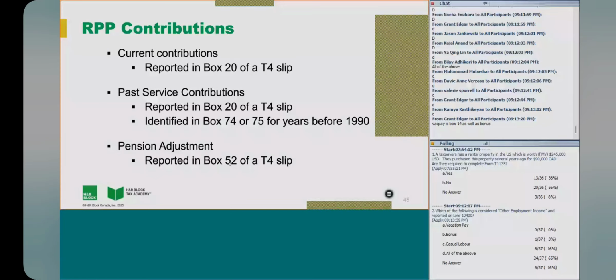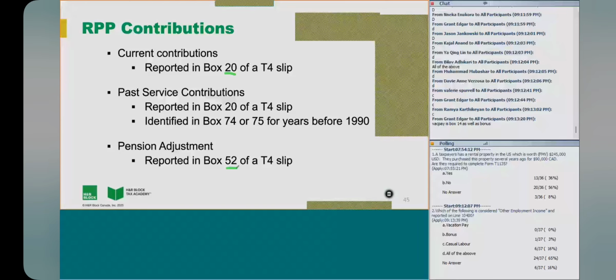And the pension adjustment is interesting because when you put money into a company pension plan, this reduces the amount that you can put into a RRSP. It affects next year's RRSP limit. So the pension adjustment is, so if box 20 is the amount that the employee put into the plan, box 52 is the employee contribution plus the employer contribution.